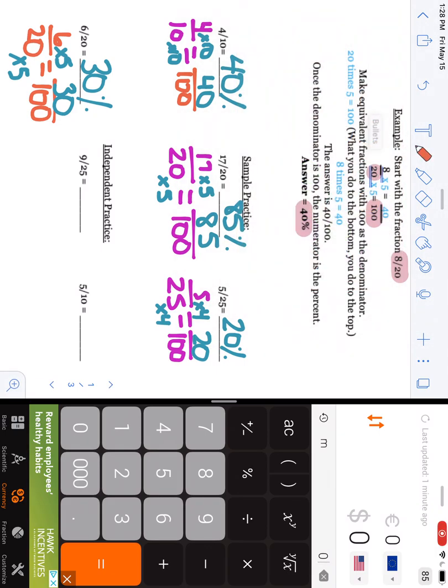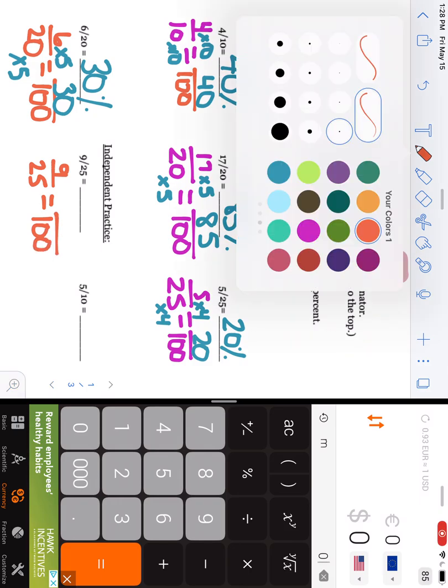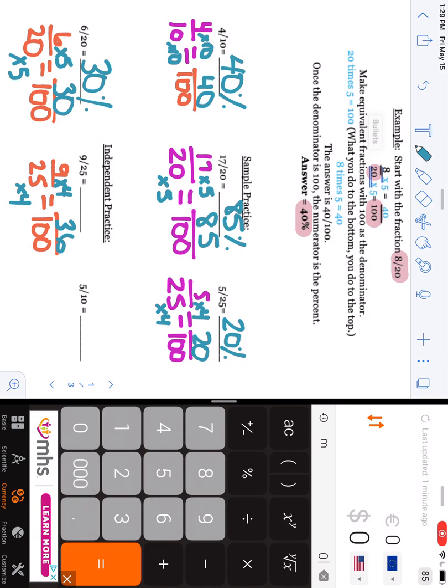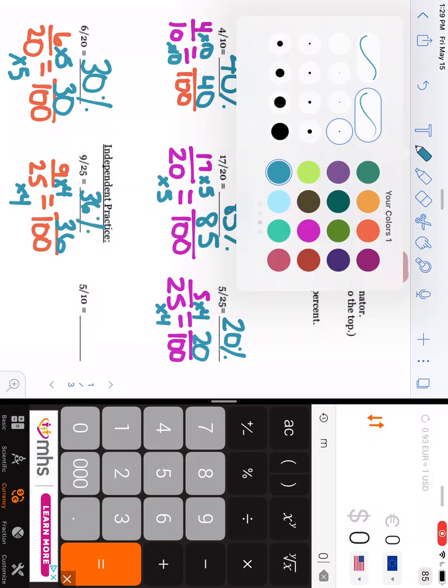Okay, now we're going to go to our second one. 9/25. And we're going to make it an equivalent fraction with 100 as the denominator. So again, how does 25 become 100? Well, we have to multiply by 4. 25 times 4 equals 100. What we do to the bottom, we have to come up here and do to the top. So 9 times 4 equals 36. Again, 100 is already our denominator, so our numerator simply becomes our percent. So 9/25 is the same thing as 36%.